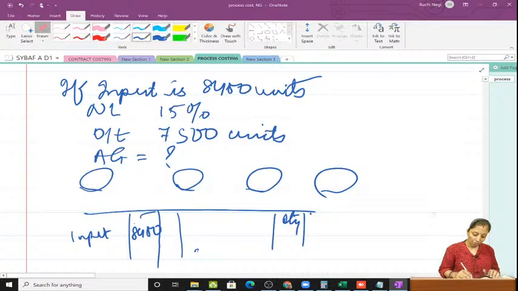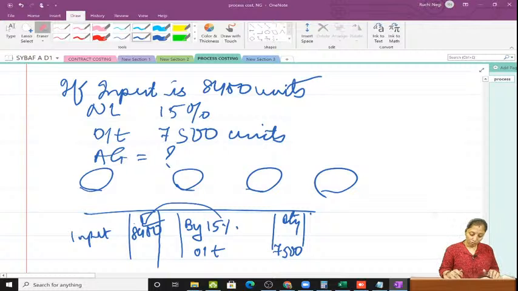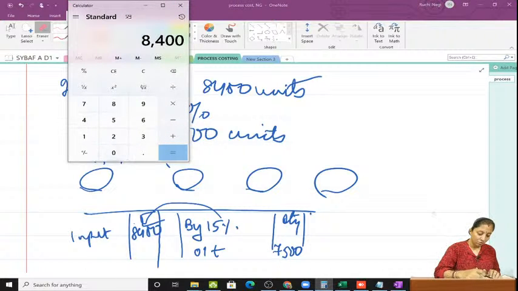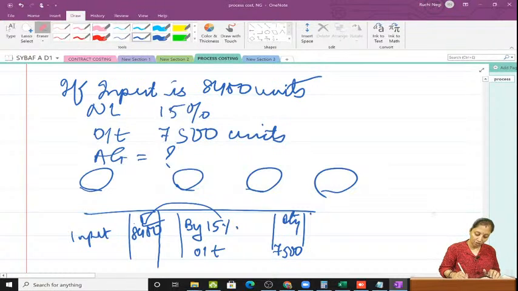How much is your output? 7500 is your output. ठीक है, how much is your normal loss? 15%. So normal loss का what is the formula? 15% of input. So calculate करो, 8400 का 15% is how much? 1260. So write here 1260. Correct? Then balance your quantity column, you will get the answer.